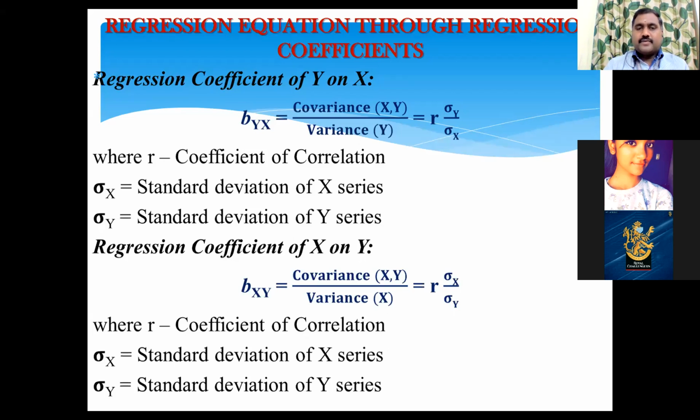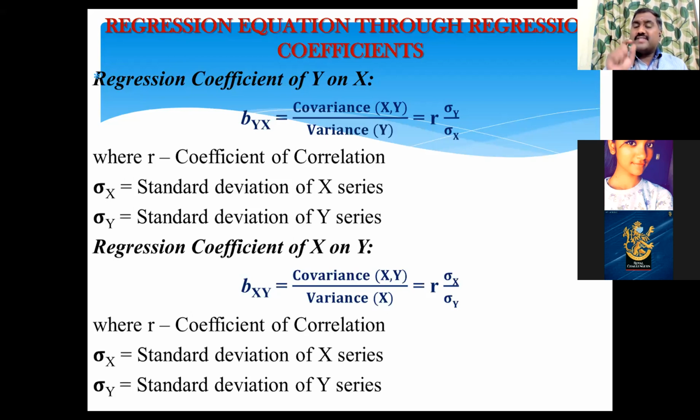Okay. Did you copy this formula? Note down, this formula is used when the standard deviation of both the variables is given. Please note it down on the right side itself. After writing this formula, in the bracket write: this formula is used when the standard deviation of both the variables is given.